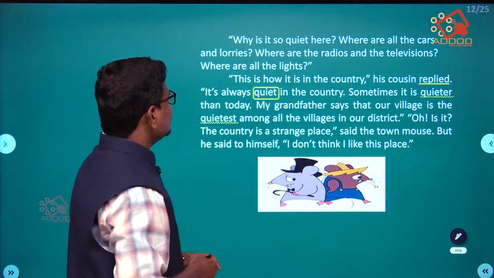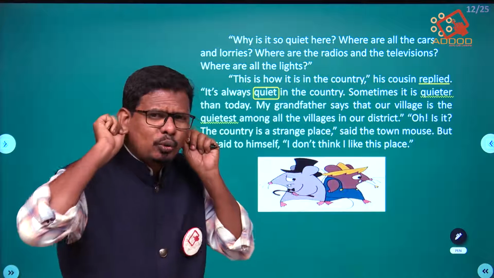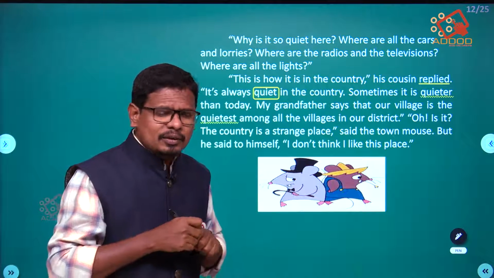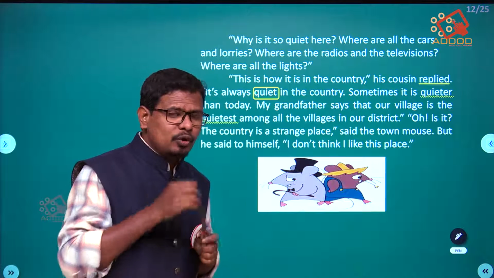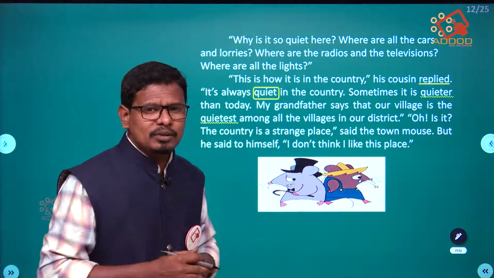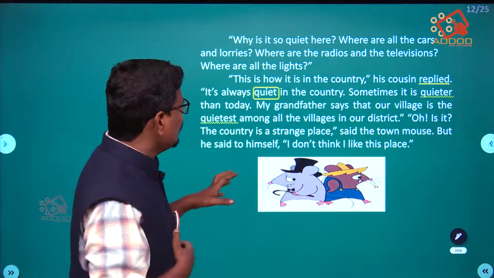Why is it so quiet here? I don't hear anything in the countryside. There are no vehicles. There is no horn sound. There is no aeroplane sound. There is no train sound. Everything is quiet here.